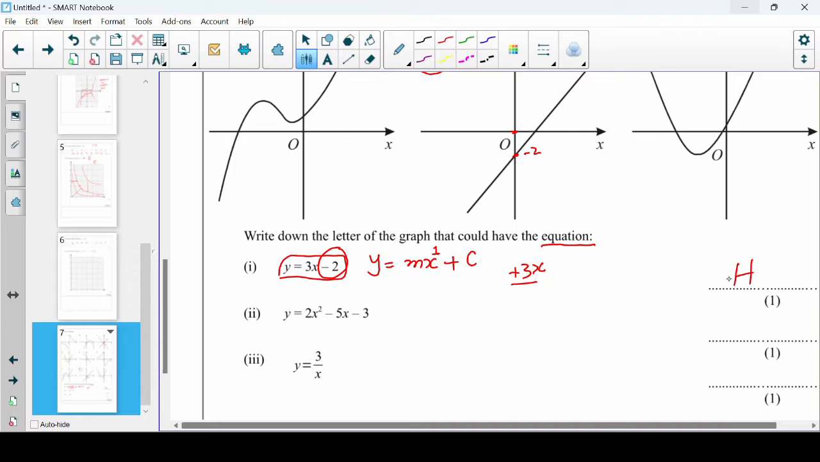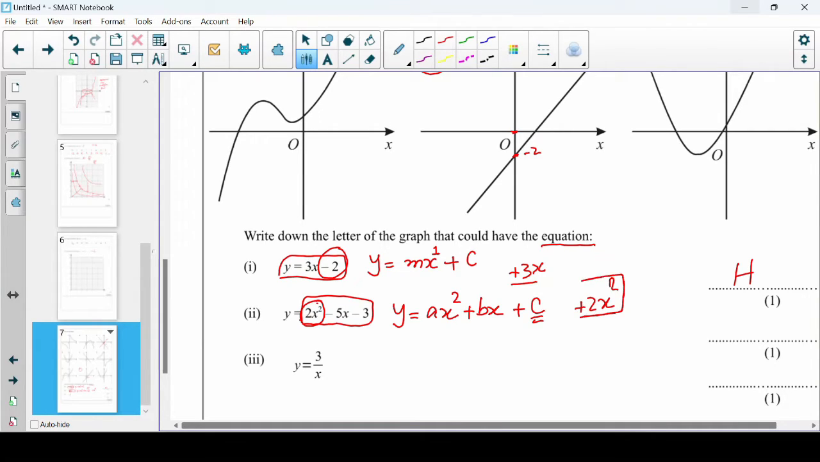For the second question, it is 2x square minus 5x minus 3. In this question, we can see that the general equation of this kind of quadratic equation is ax square plus bx plus c, right? In this, c is the y-intercept, negative 3. This is one finding. And the second one is 2x square. The square term, the highest term, is positive. So it's plus 2x square.